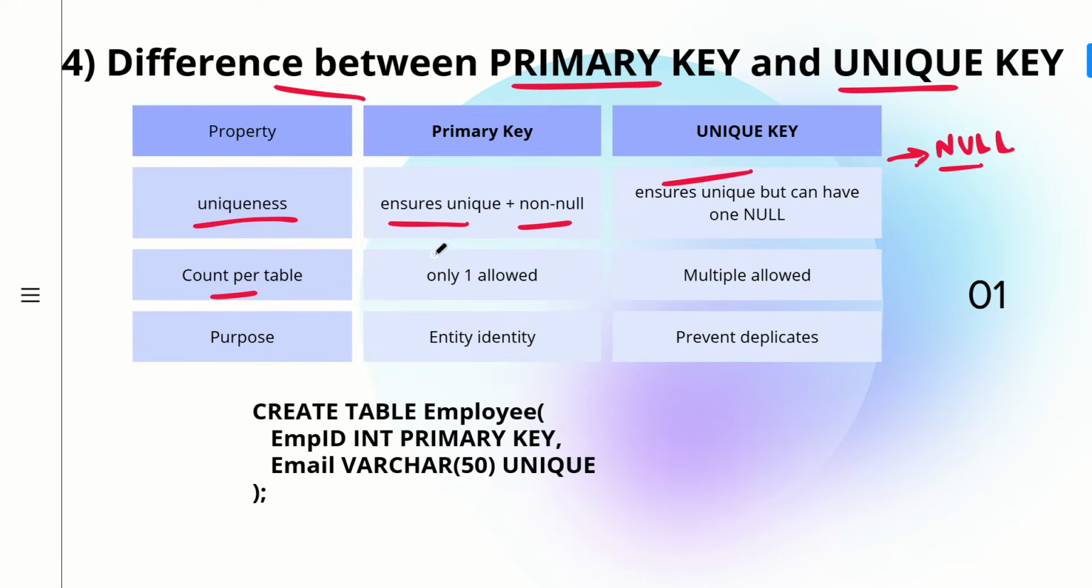Count per table. How many primary keys can we have in a table? We can have only one primary key in a table, whereas in the case of unique keys, we can have multiple unique keys in the table. And what is the purpose? Primary key is helpful for identifying the entity or the row, whereas unique key is helpful for preventing duplicates. For example, if we have employees and we want to check that their phone numbers cannot be the same, we can make use of a unique key so that all the numbers are going to be different.